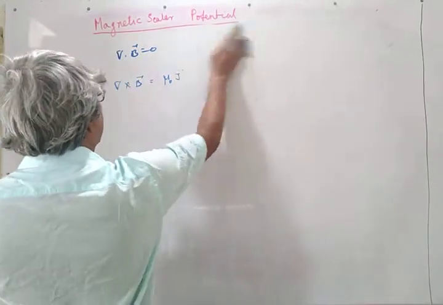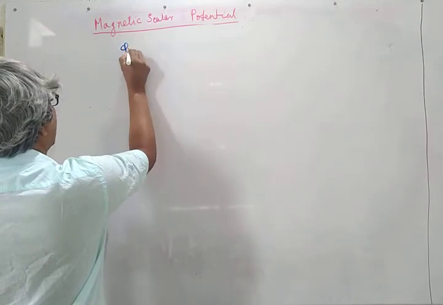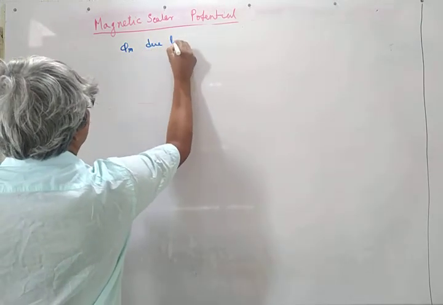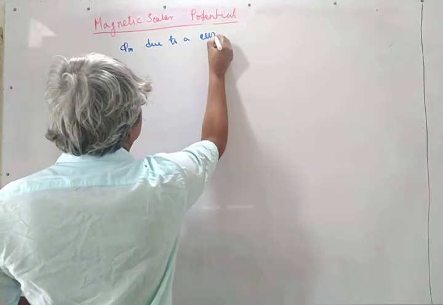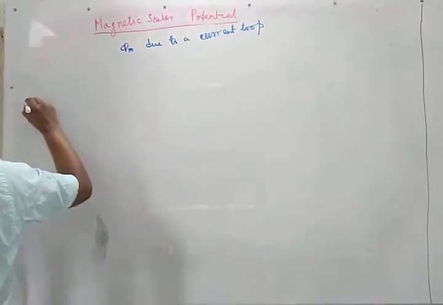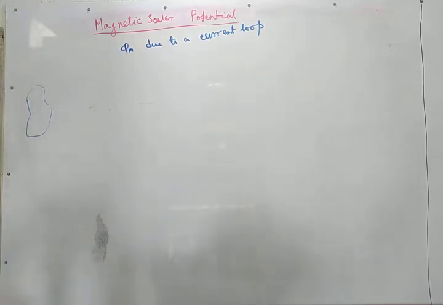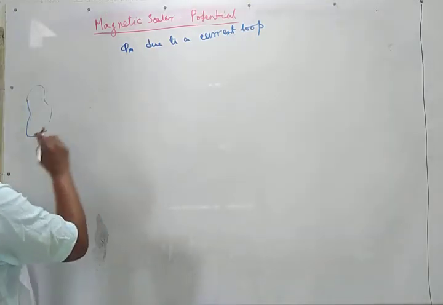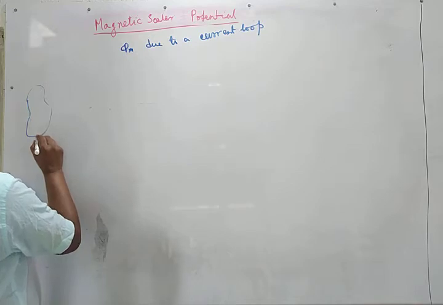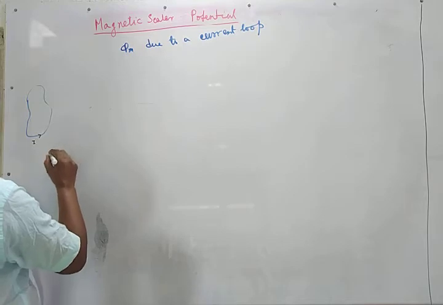So our aim is to calculate phi m, the magnetic scalar potential, due to a current loop. As usual, we consider a current loop which carries a current I, and the current loop is a small one, so it is assumed to lie in the plane of the board, which is the Z equal to 0 plane. It carries a current I in anti-clockwise sense.